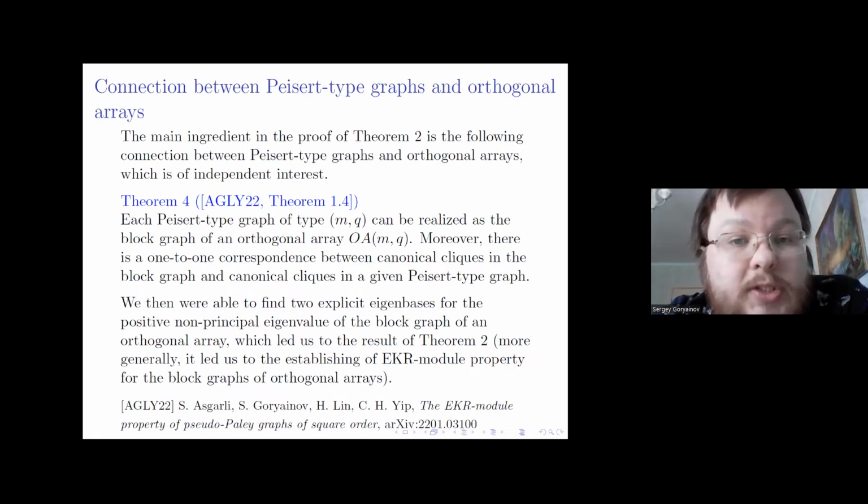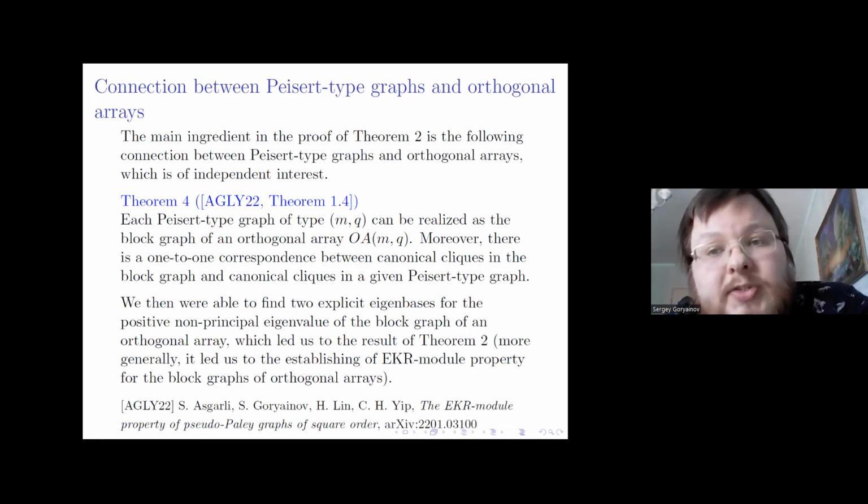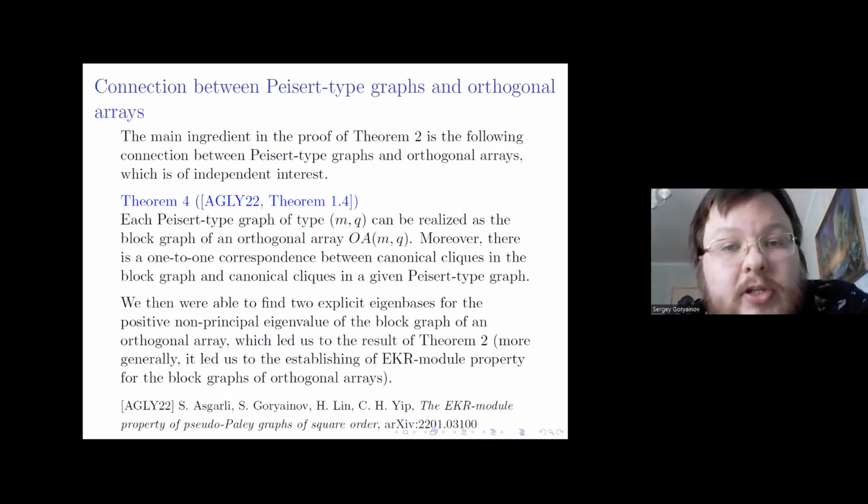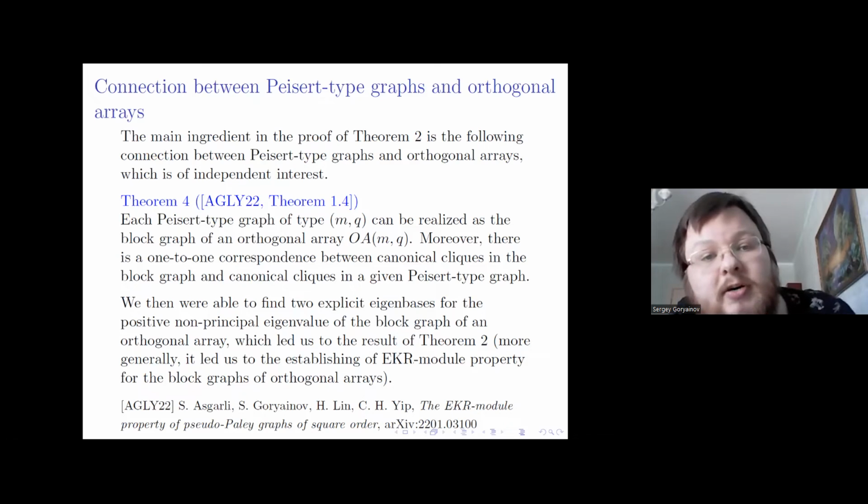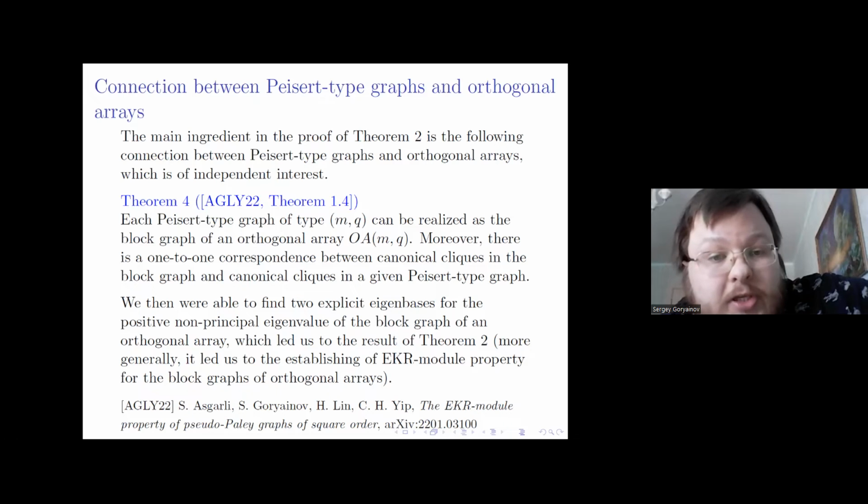Moreover, there is a one-to-one correspondence between canonical cliques in the block graph and canonical cliques in a given Peisert-type graph. We then were able to find two explicit eigenbases for the positive non-principal eigenvalue of the block graph of an orthogonal array, which led us to the result of theorem 2. Or more generally, it led us to the establishing of the EKR module property for the block graphs of orthogonal arrays.